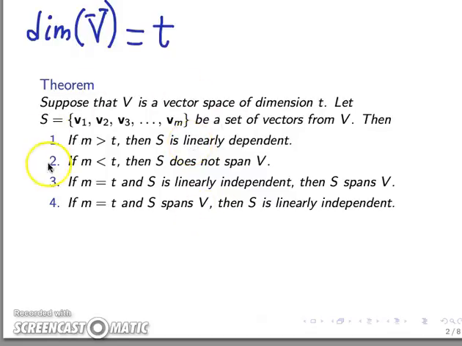So this theorem relates to properties on dependence, and it relates to properties about spanning, and therefore establishes connections with sets that can be considered a basis for the vector space.